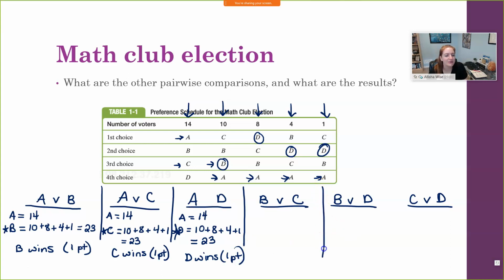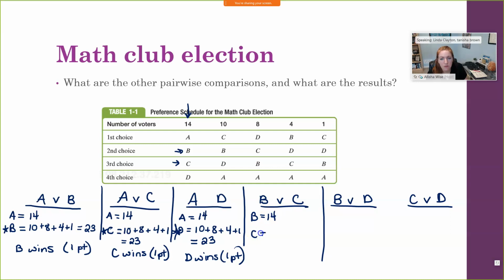Okay, so let's switch it up. We know A kind of wins the first column, but then loses everything else. So we're going to look at B versus C this time. A little bit different, just B and C. So who wins 14? B does. So B will get 14. How about the 10? C is going to win that one. Let's see. 8.